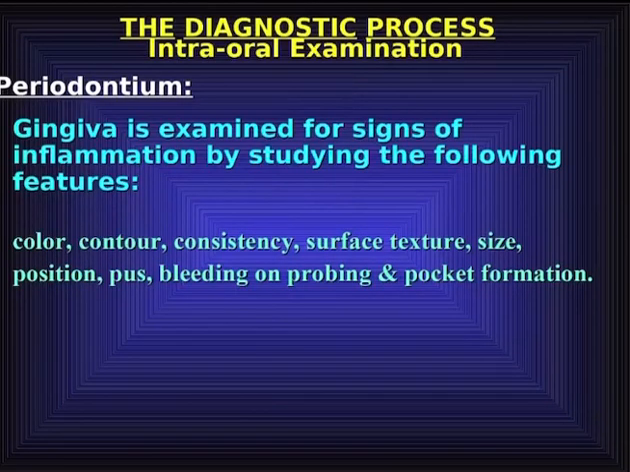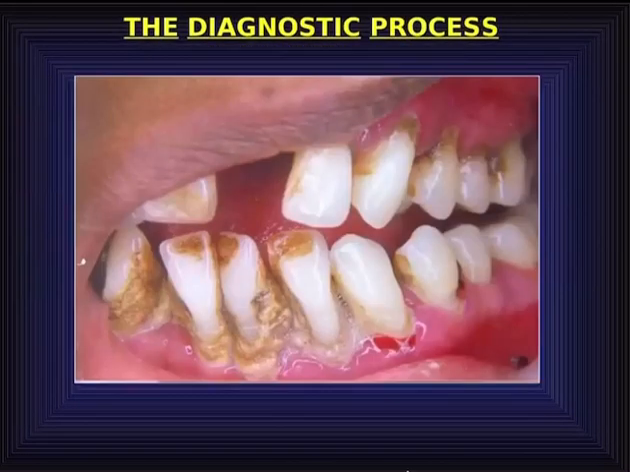Now let us go through the soft tissues or the periodontium. First thing is the periodontium. Periodontium means gingiva, so here the gingiva is examined for signs of inflammation. I'll show you this slide, you'll understand better. In this picture, this is the periodontium, right? The gingiva which is surrounding both the labial and lingual surfaces of all the teeth.